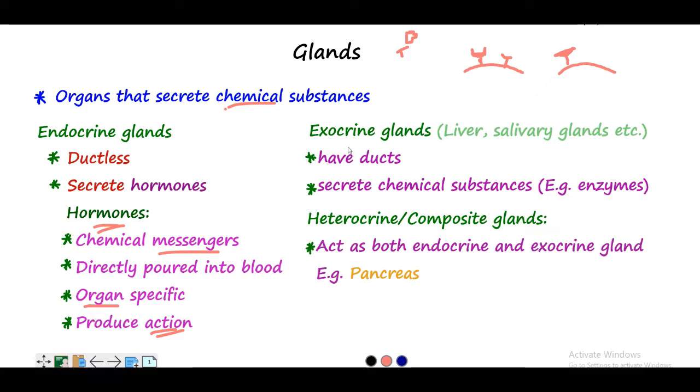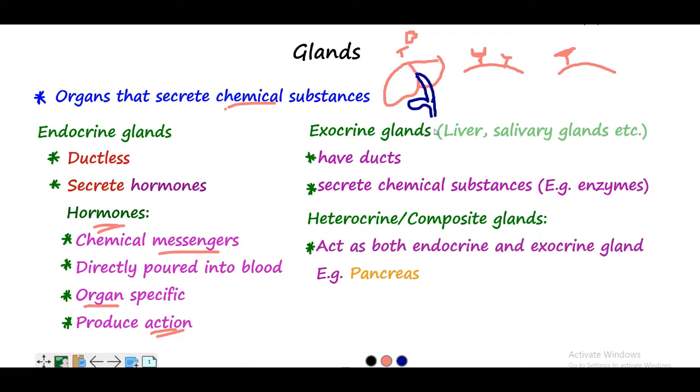Now, another type of glands that we have are called exocrine glands. Now, these are nothing but liver, salivary glands, etc. These are the examples. So, liver, as you know, is the largest gland in our body. So, it has something called the bile duct. If you have seen in digestion, the liver is something like this, and here, if you can see, there is a duct that travels here, and here we have the gallbladder. So it travels to the duodenum or the small intestine, and here we have the gallbladder. So this is the bile duct.